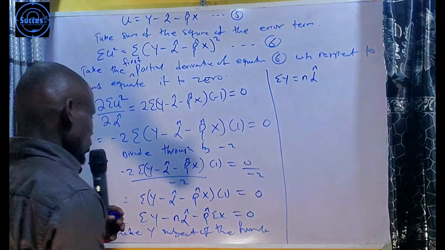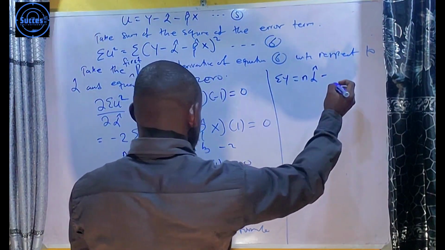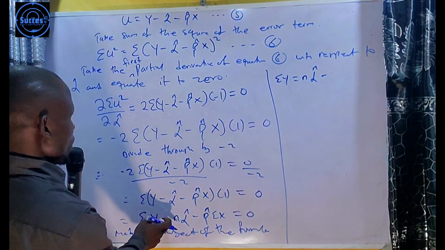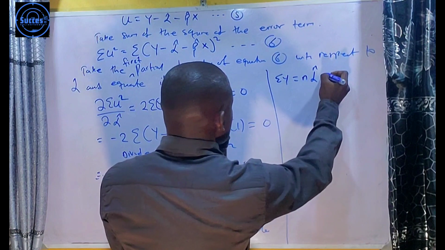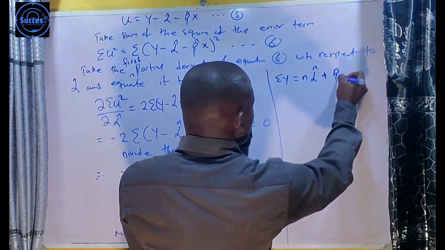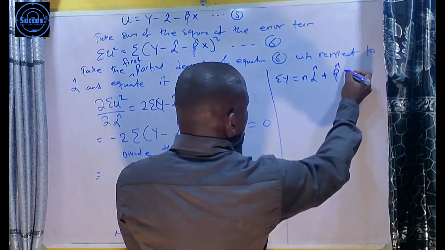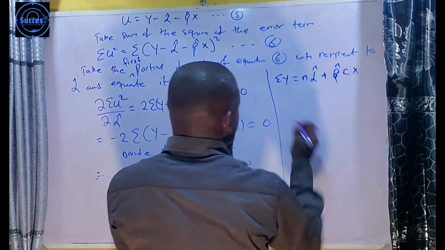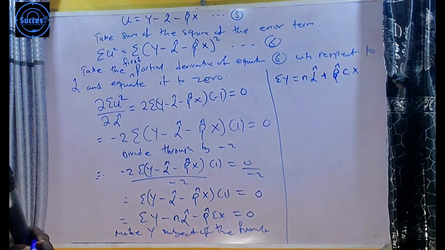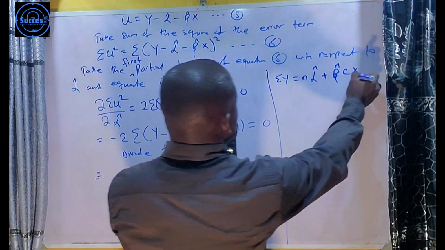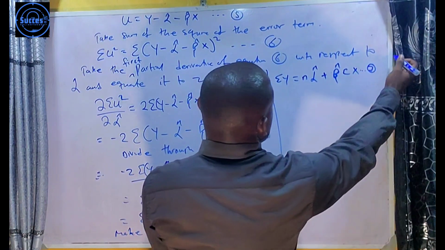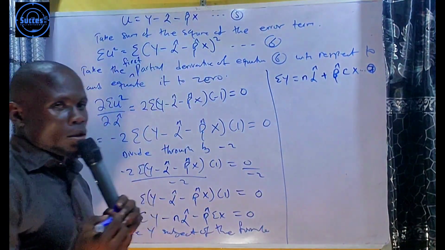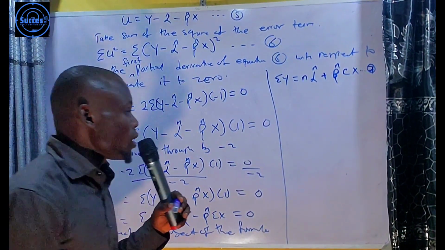alpha cap minus n alpha cap, this minus turns to plus, plus beta cap summation x. Beta cap summation x. All right, we call this equation 7. Call this equation 7. They are as simple as this. What you find there is equation 7.